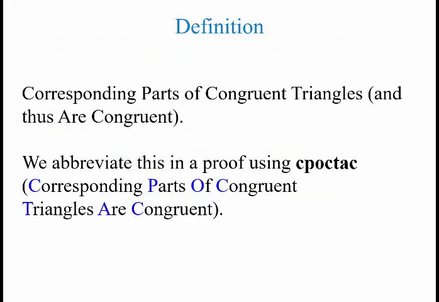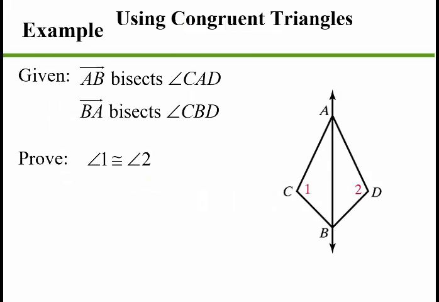All right, so we have a definition here and kind of an acronym here. Corresponding parts of congruent triangles, and thus are congruent. So when we're talking about corresponding parts of congruent triangles, we abbreviate this proof using CPCTC, and that's the acronym for corresponding parts of congruent triangles are congruent. So that just means if we have two congruent triangles, like two congruent right triangles, the right angle of triangle A is congruent to the right angle of triangle B, just things like that. All right, so let's do an example here.